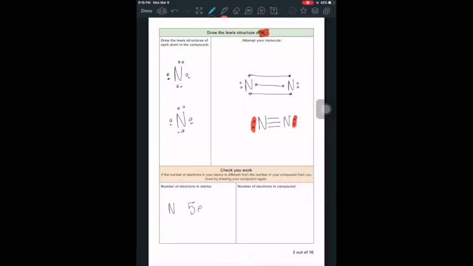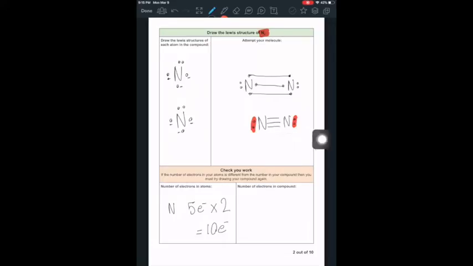5 electrons times 2. Now I went times 2 because we have 2 nitrogens. So in total, I have 10 electrons in the atoms before they are bonded. To make sure that I've done this right, I need to make sure that my bonds at the end are also made up of 10 electrons. If I have 11 electrons here or 9 electrons, then I know that there's something wrong with my structure, that there's something missing in it.